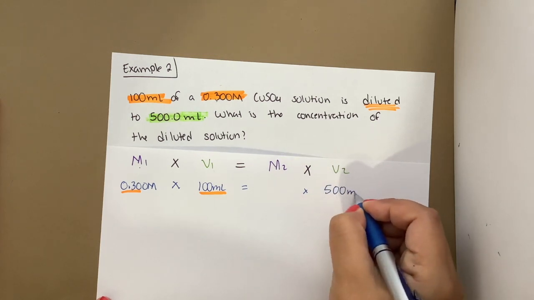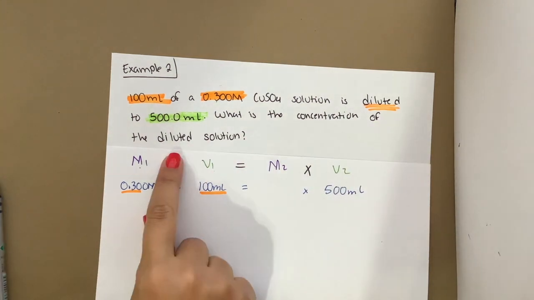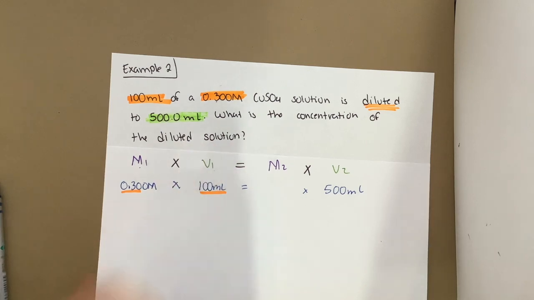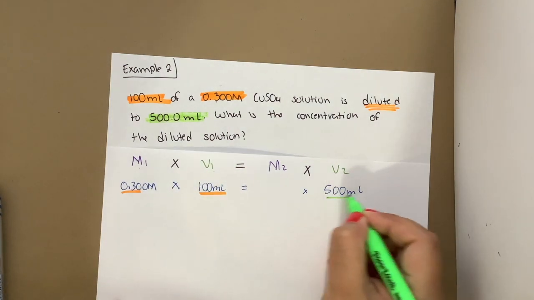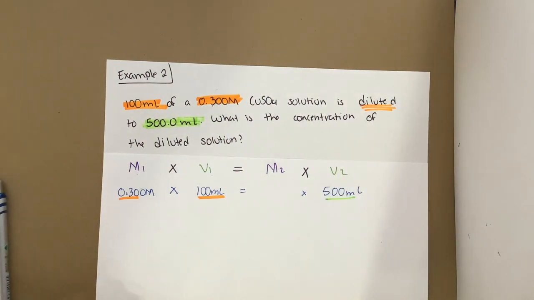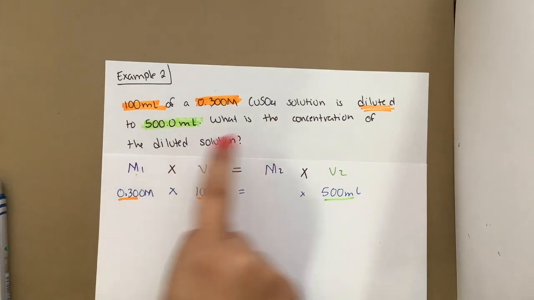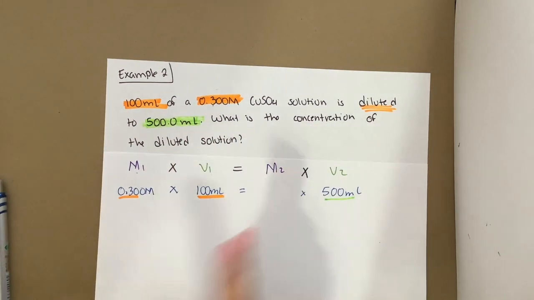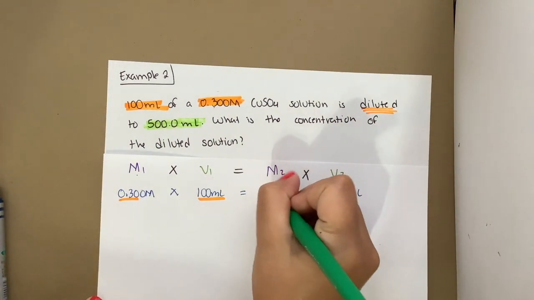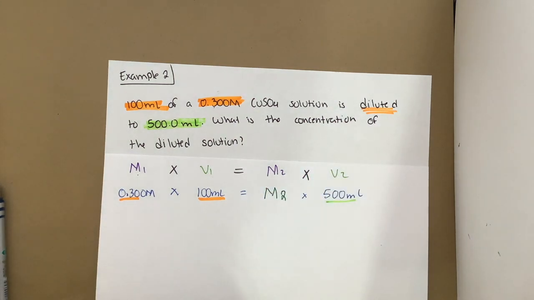500 milliliters. What is the concentration of the diluted solution? So what they're asking me to find is the concentration of the diluted solution, my M2. So they're asking me to find M2.